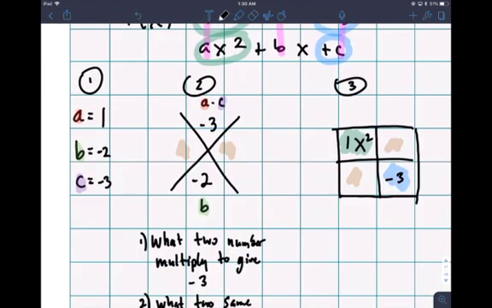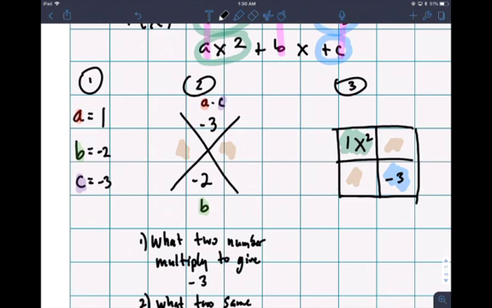Guys, I've been doing this for a while, and this is my experience. If you're good at your multiplication skills, you tend to find those numbers fairly fast. If you're not good at multiplication, it's going to take you longer. But again, you can use any source, any tool you can. So think about it: what two numbers multiply to give you -3?